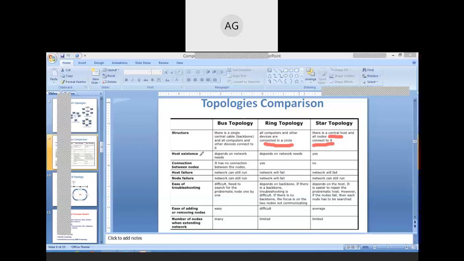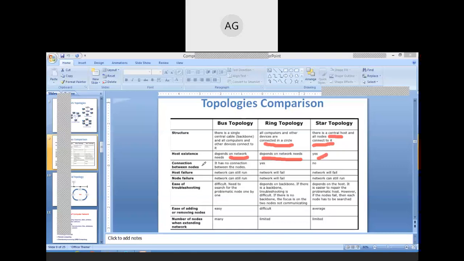The second point of difference is host existence. In the case of bus topology, it depends on network needs. So how many hosts will be provided? It depends on the network needs. In the case of ring topology, it depends on network needs, and in the case of star topology, the controller is actually playing the role of the host because it is controlling all the other systems.